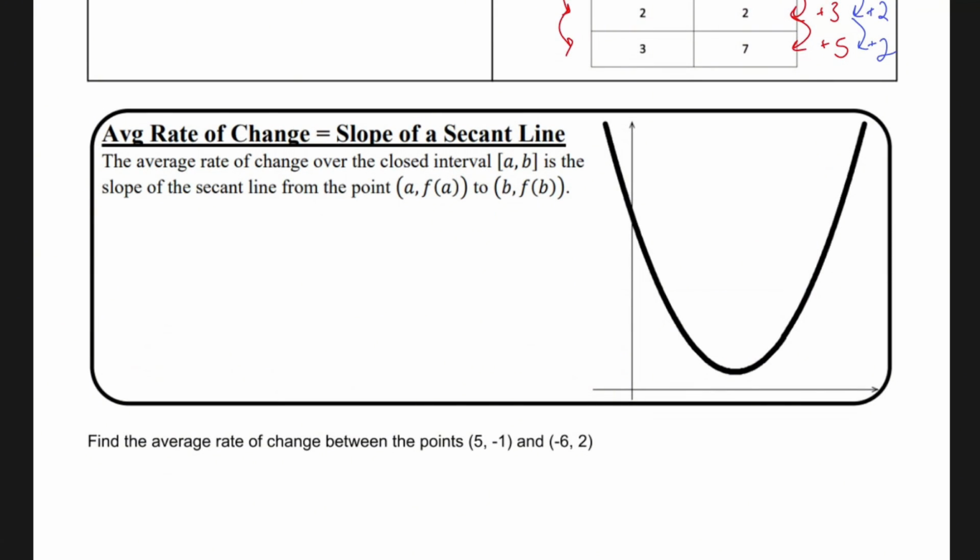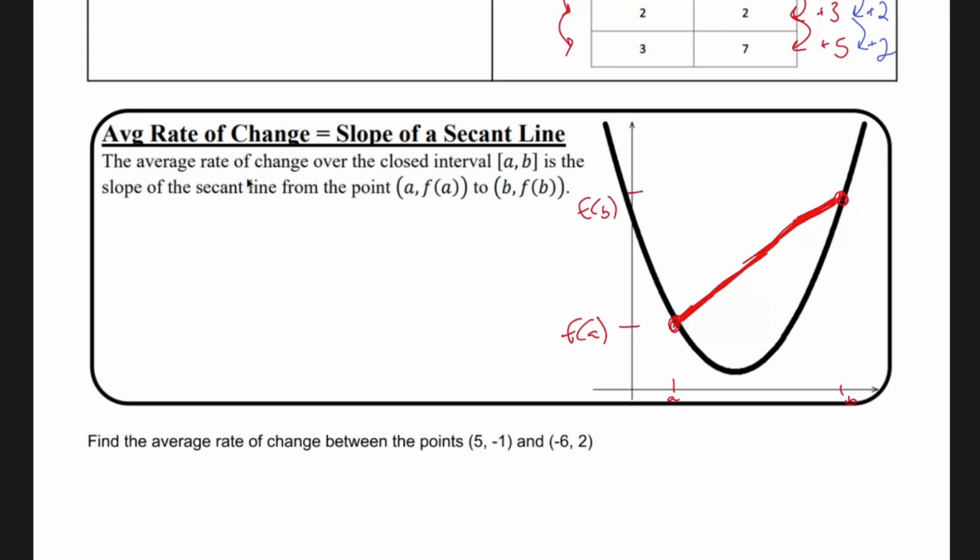Average rate of change, slope of a secant line. Now, a secant line, what is that, you're thinking? Well, a secant line is any line that crosses a curve more than once. So if I put a dot here and call that dot A, it's going to line up with f of A as my output. If I put a dot here and call it B, it's going to line up with f of B, somewhere over there. Now, the average rate of change is a perfect straight line slope connecting those 2 points.